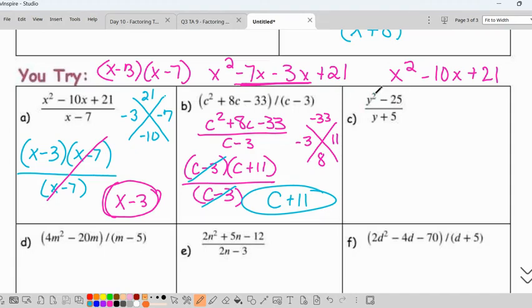Letter C is y squared minus 25. You may recall this is the difference of perfect squares. So when we factor this, it becomes y plus 5, but also y minus 5.